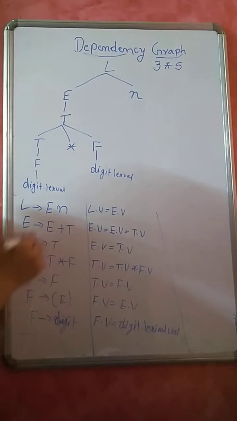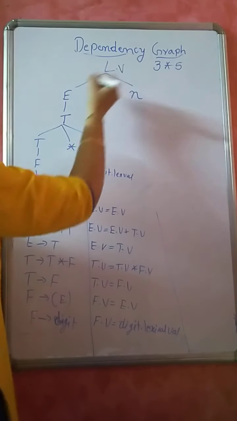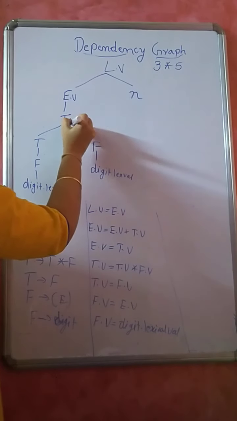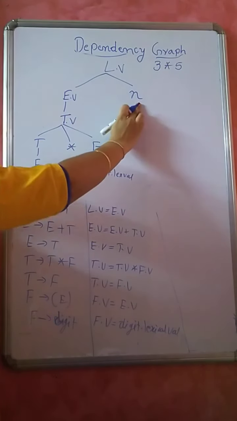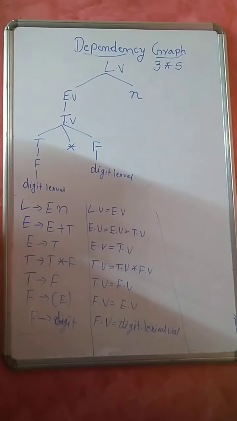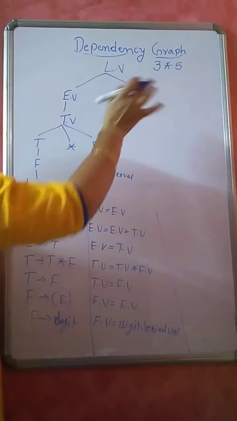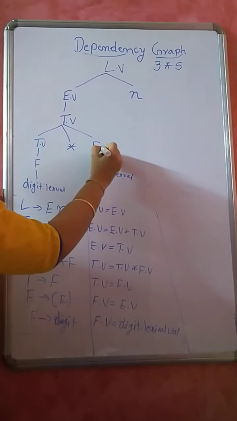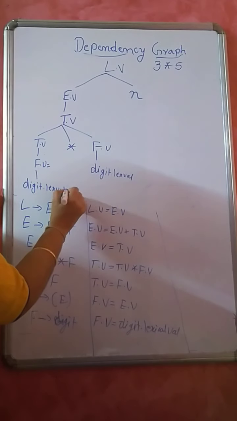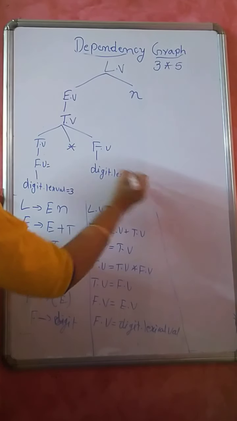Now I'll write the annotated parse tree. L dot value, E dot value, T dot value. This is just an end marker. This is not a grammar symbol, it is just an end marker. If you are getting confused, you can take it as a dollar also. T dot value, F dot value. This is equal to 3. This is equal to 5.